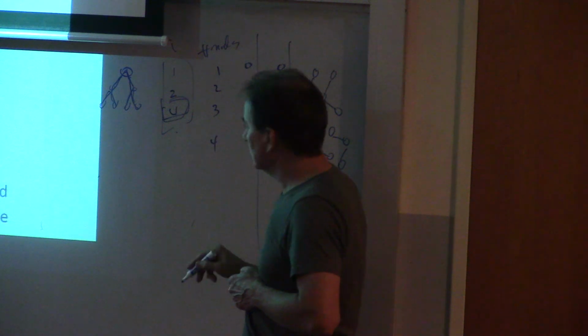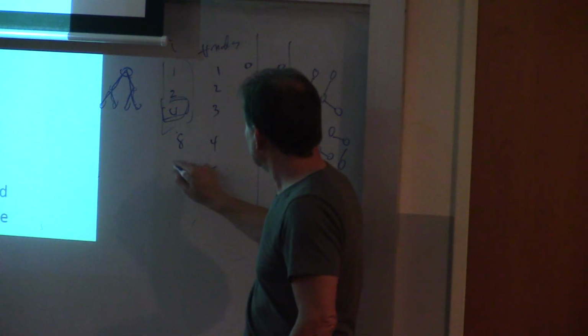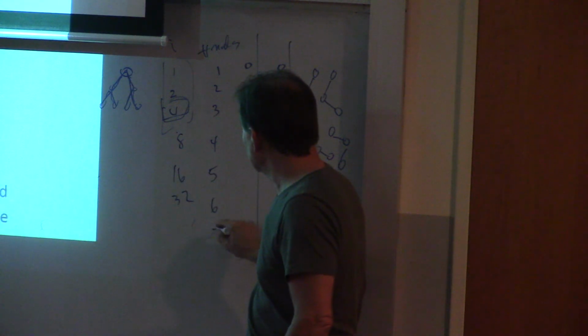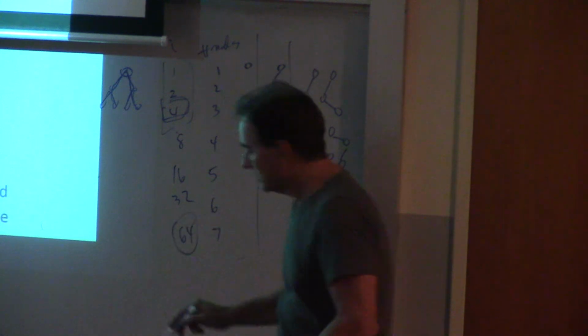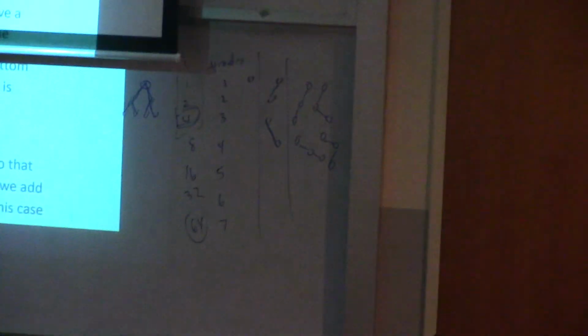How about with 4 nodes? 8. How about with 5? How about with 6? And how about with 7? There's your homework answer, part of it. Okay, so there are 64 skew trees.